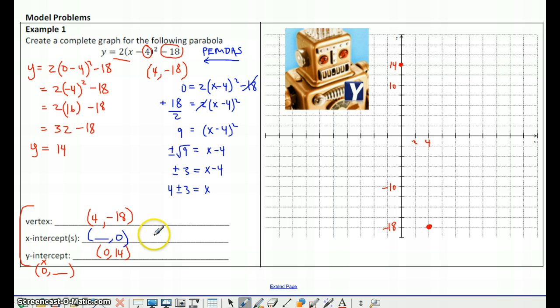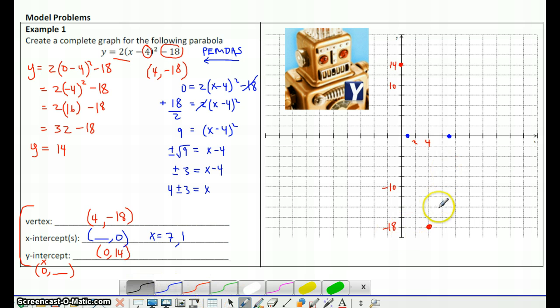So my two values would be x equals 4 plus 3, which gives me 7, and 4 minus 3, which gives me 1. So I can graph those. My two intercepts would be at 1 and 7. Here's 1, and my other one at 7: 4, 6, 7. So those are going to be my critical values, and I can go ahead and attempt to draw this graph. It's not going to be the prettiest.